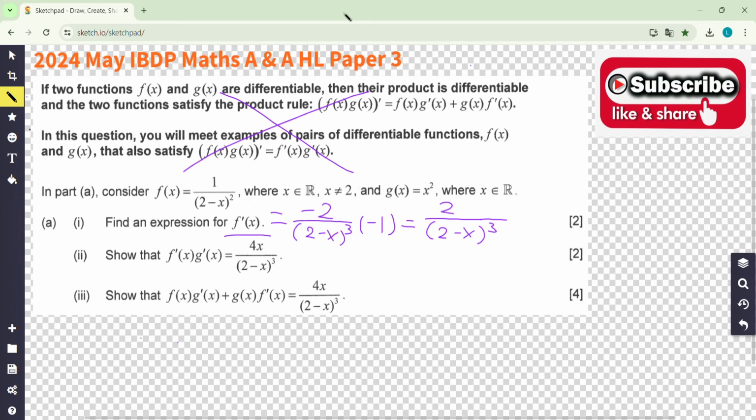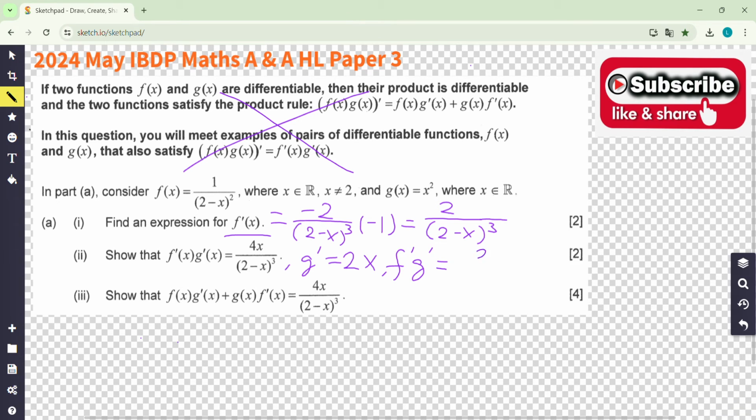Next one. Show that f'g' equals something. So you need to find g' first. g is x squared, so g' is 2x. Very simple. Since they want you to show it, you need to do it slowly. f'g', okay.